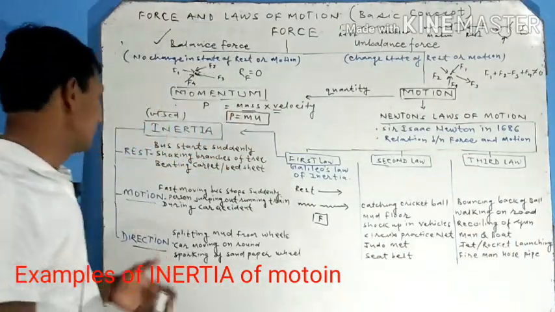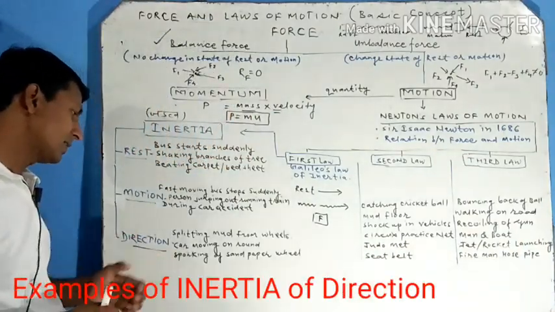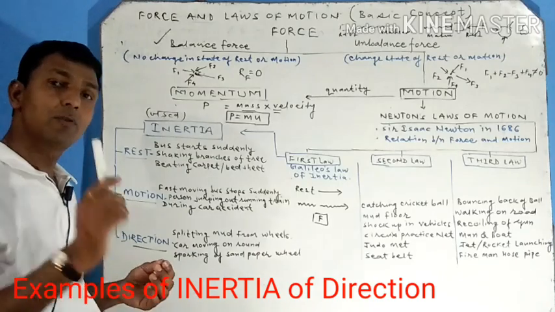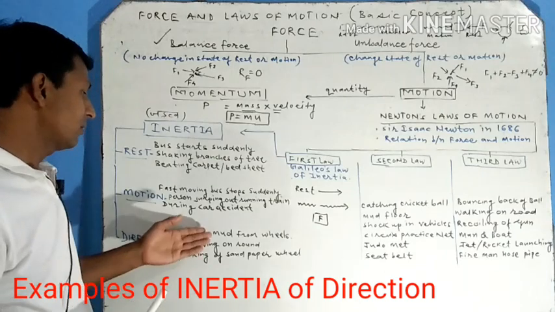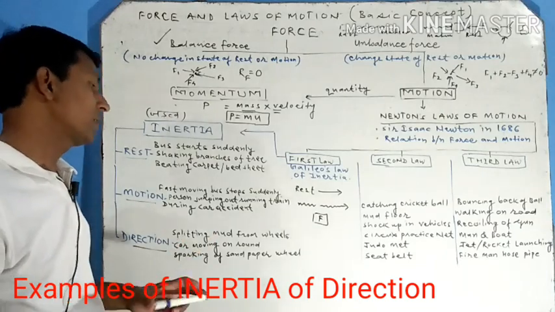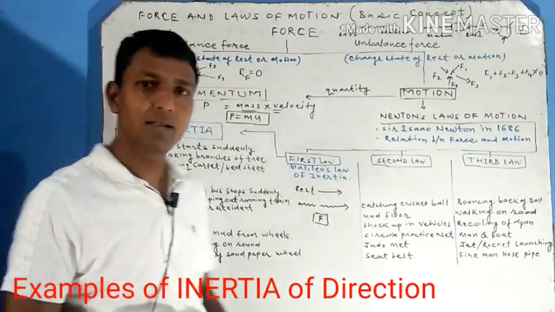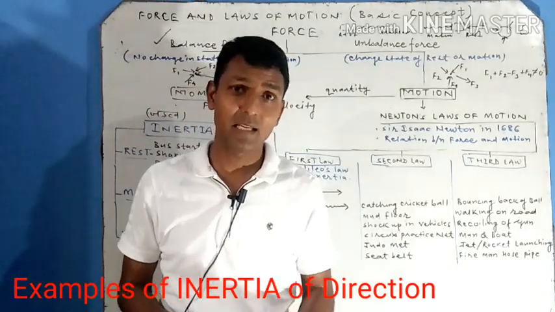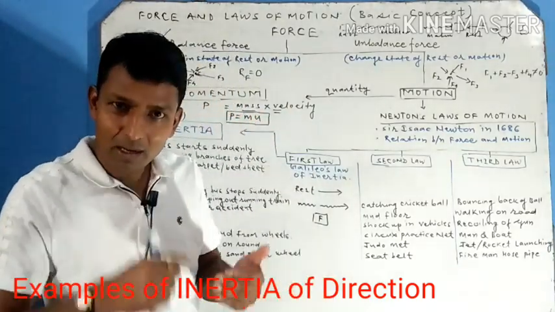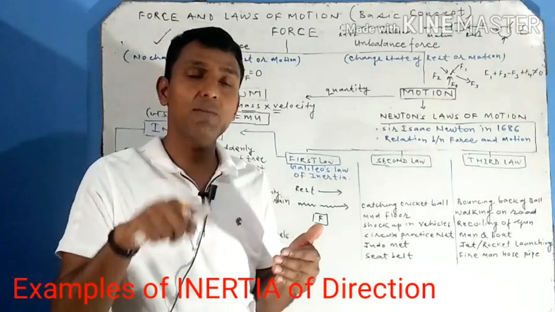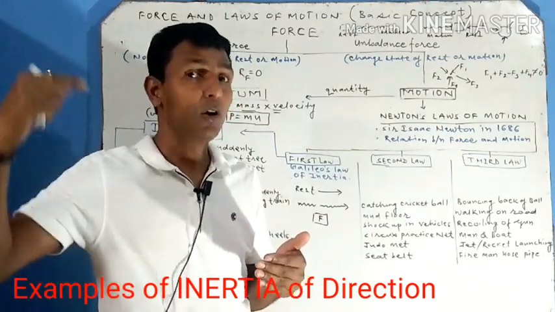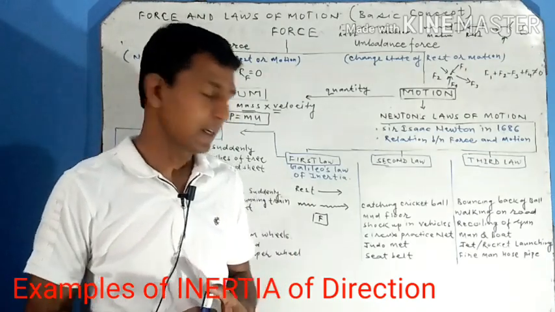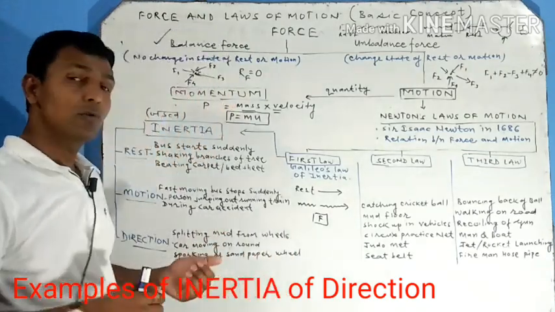Now the third one is direction. It suggests that if a body is moving in a direction, it will continue in the same direction. A very good example is the spreading of mud from vehicles during the rainy season; you can try this experiment on your friends also. The mud on the wheel splits off in the same direction in which the wheel is rotating, and the clothes of the person behind get spoiled.